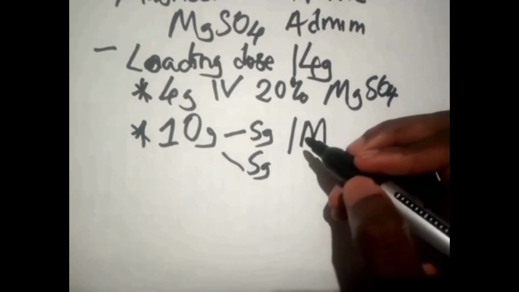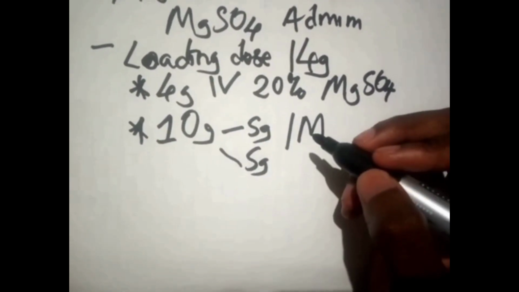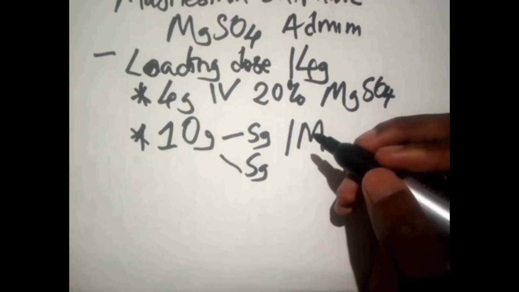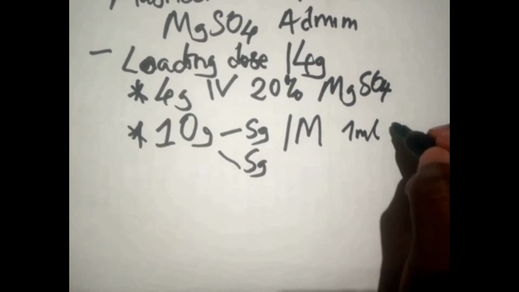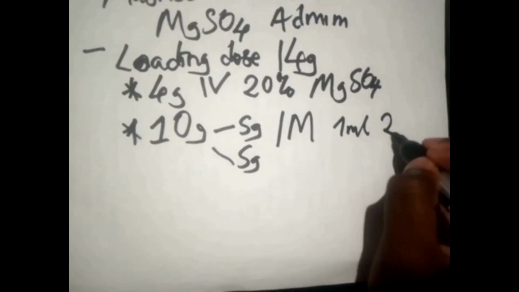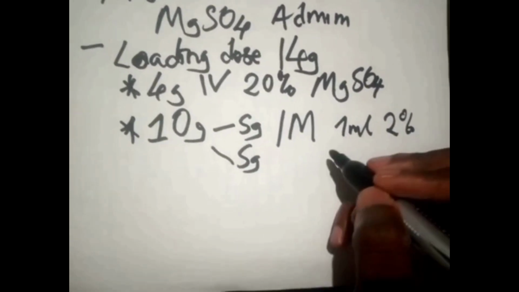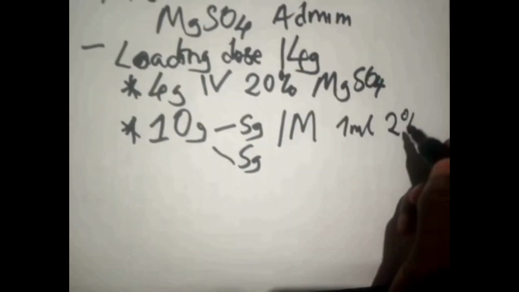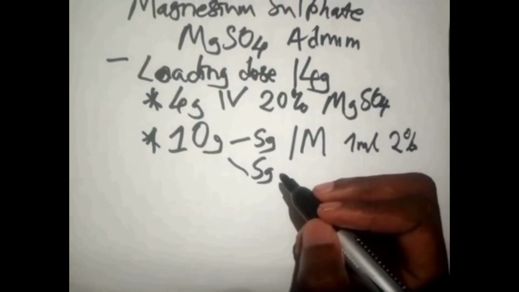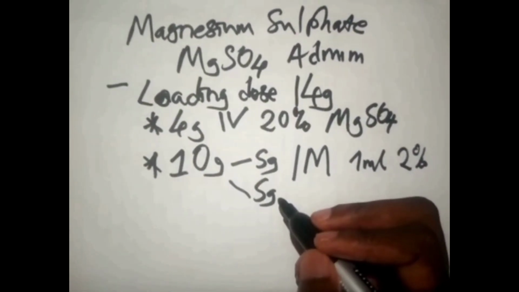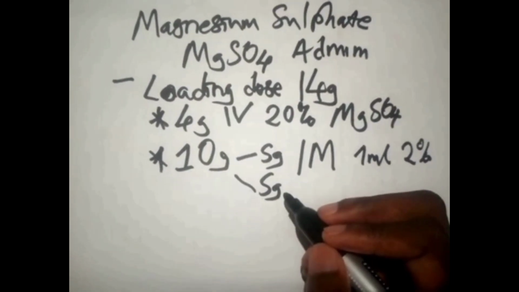Then, before giving it, you have to mix it with lignocaine. So you have to mix it with 1 ml of 2% lignocaine. That's what you are going to use. So this is the magnesium sulfate loading dose total.